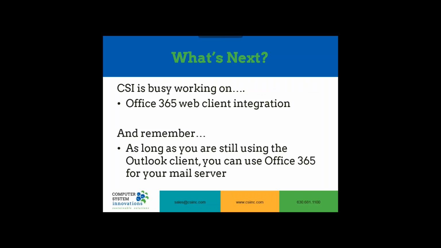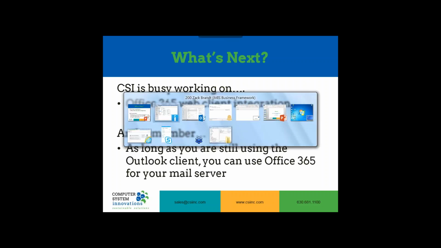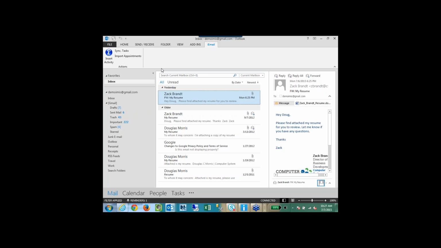But please remember, you can still use Office 365. We use Office 365 here at CSI. You can use Gmail. You can use any mail service you want. But today, you still have to be using Outlook. That's the key. You've got to have Outlook. The demo you just saw today, this is all connecting to a Gmail account. At CSI, we're using Office 365.